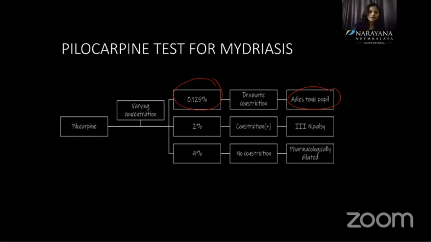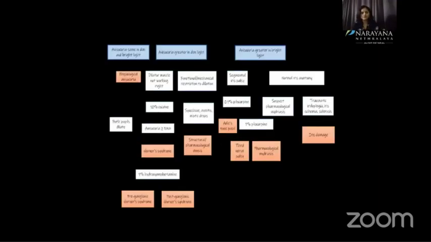If it only constricts with 2%, then it's a third nerve palsy. If there is no constriction at all, then it is a pharmacologically dilated pupil. Third nerve palsy again does not require a test with 2% pilocarpine. There are, of course, other signs which help you suspect a third nerve palsy. So let us look at this table. It of course seems complex, but let me take you through each of these conditions.